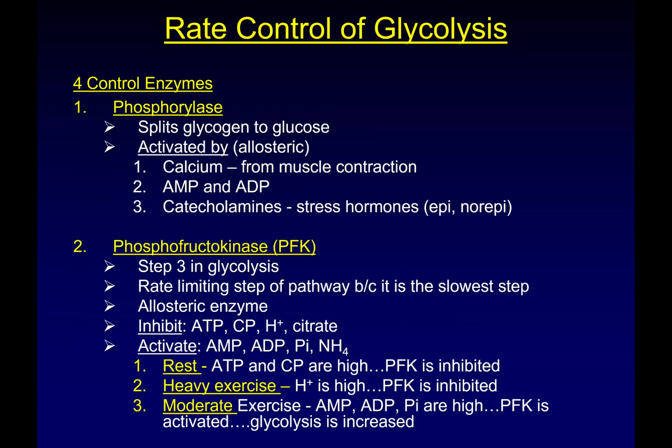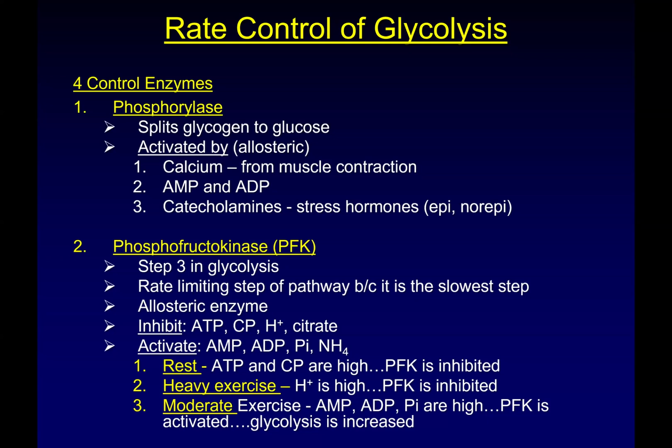Okay. Now things are going to get a little complicated. And I apologize for that, but now things get a little complicated. And there are 4 control enzymes, 4 places that we control what is happening with glycolysis. Okay. Remember what I told you guys you need to know with glycolysis. It's glucose to glucose 6 to pyruvate. And then it's either going to Krebs or it's going to lactic acid.